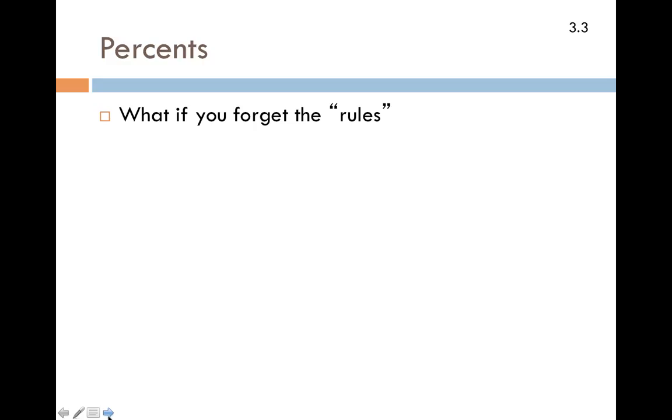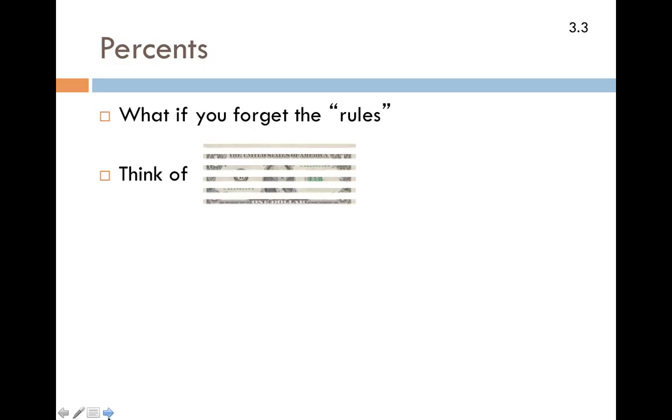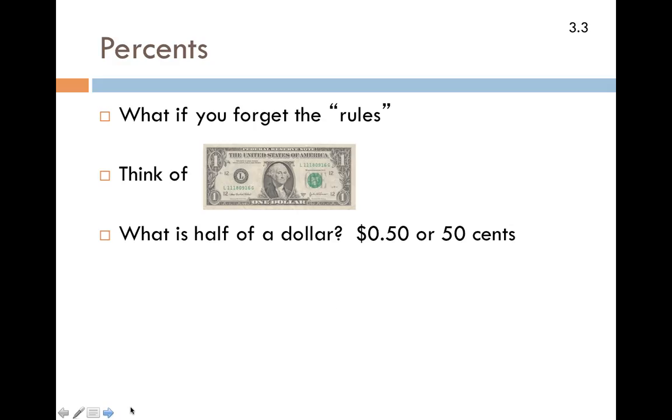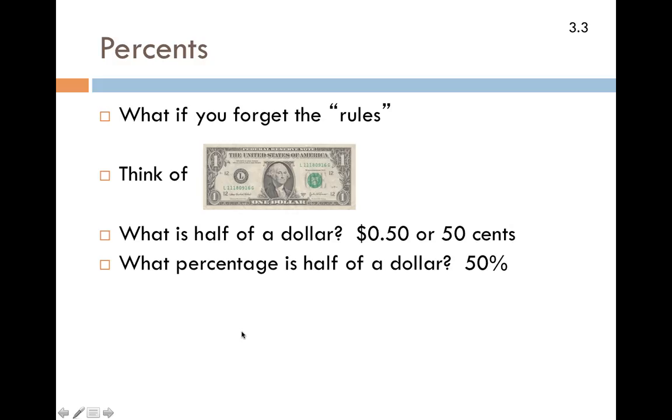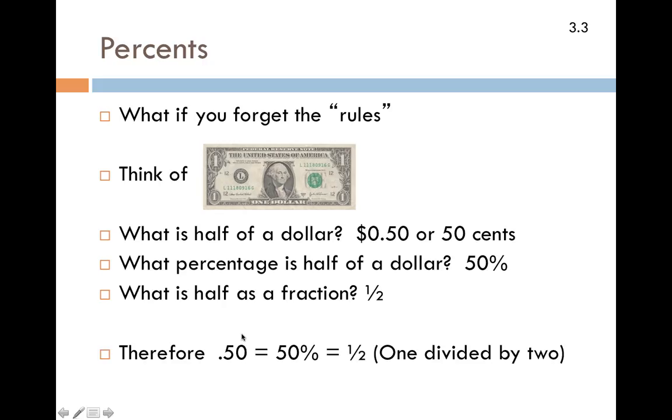If we forgot the rule, we can just think of money. Money will help us to understand percents and decimals in terms of a dollar, because all of your change can be looked at in terms of percents, decimals, and fractions.